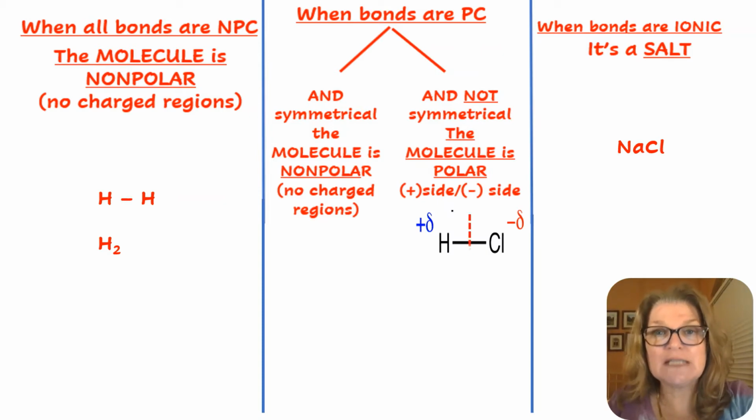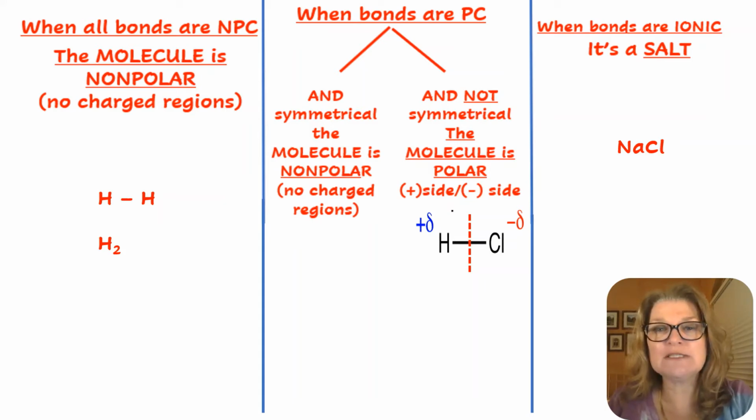If we were to slice this molecule in half, we'll see that it's not symmetrical because we don't have mirror images on both sides, because hydrogen and chlorine are two totally different elements, so it's not the same on both sides. And we can see that the hydrogen side is positive and the chlorine side is negative, so we end up with a molecule that has a positive side, negative side, which means it's a polar molecule.